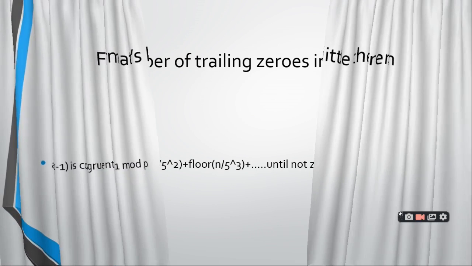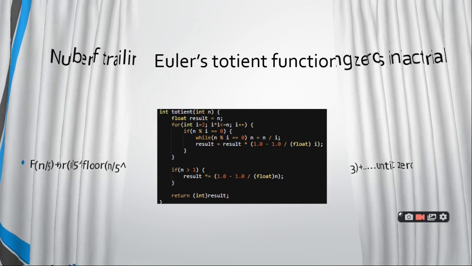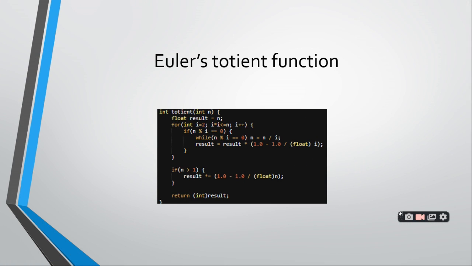Now we are going to the number of trailing zeros in a factorial. In a factorial, we can find the number of trailing zeros of any big number by this formula: floor of n by 5 plus floor of n by 5 square plus floor of n by 5 cube, up to it is not 0. You can just loop, and that is up to n greater than 0, and you can just count the numbers and sum all these terms, and you can get the answer.